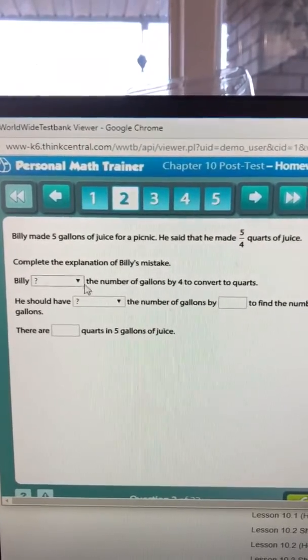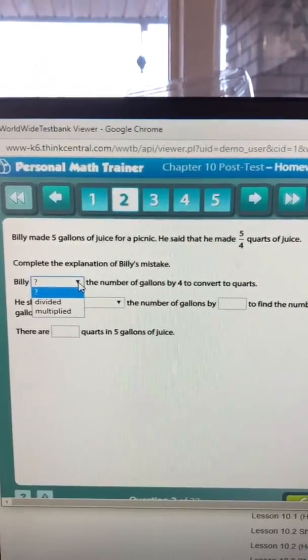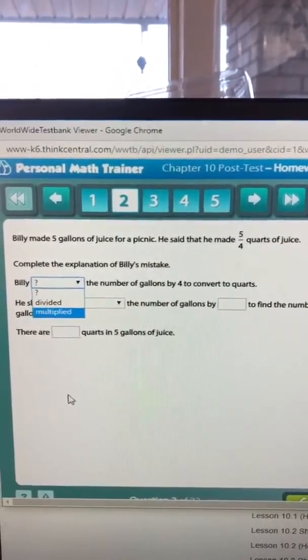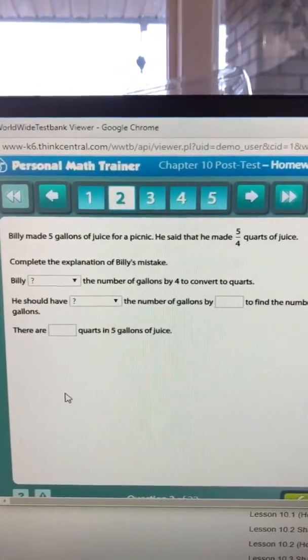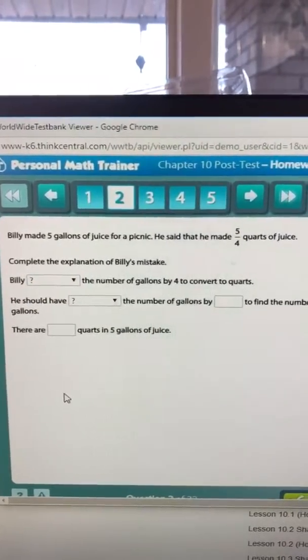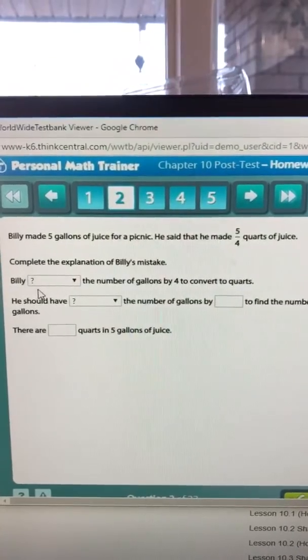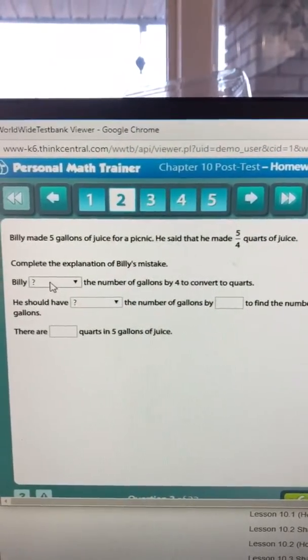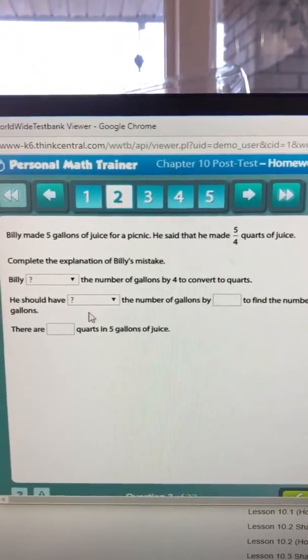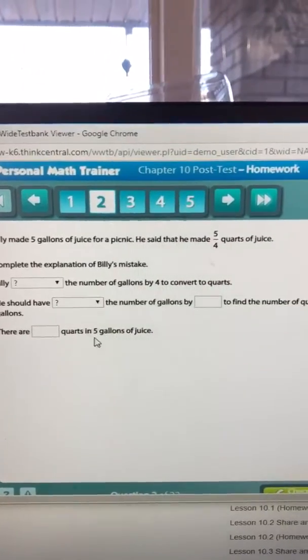Did he divide or multiply the number of gallons by 4 to convert it? What should he have done? We know he did it wrong, so whatever he did here, he should have done the opposite here.